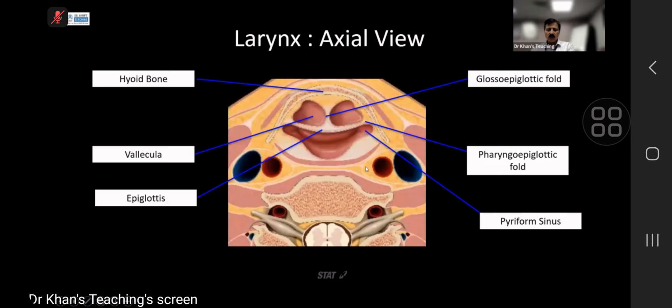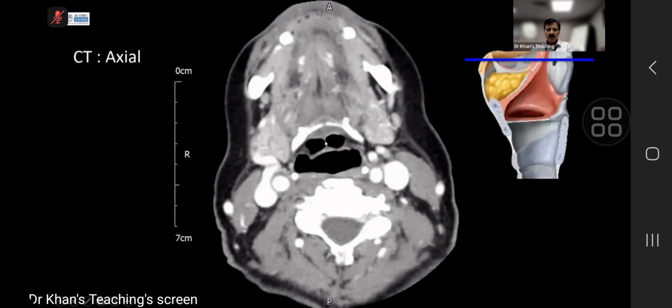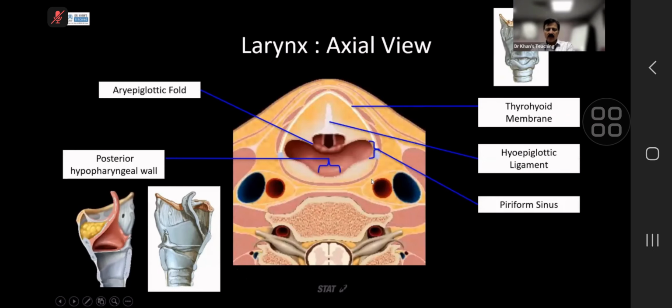So these are now on a CT scan. This is the glossoepiglottic fold. Look at the orientation: the slice is going like this. So glossoepiglottic fold, hyoid bone, pre-epiglottic fat is still not in the view, but next slide it might come into view. And this is the epiglottis. The piriform sinus is just coming into view. Next slide. Now on the next slide, this is the hyoepiglottic ligament.